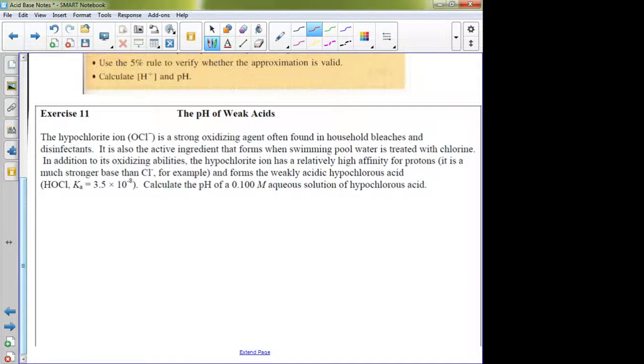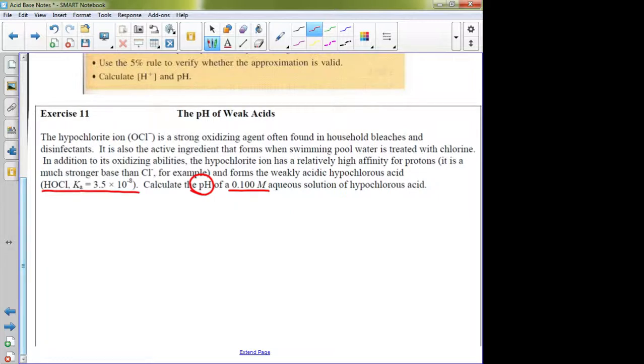The hypochlorite ion, OCl negative, is a strong oxidizing agent often found in household bleaches and disinfectants. It is also the active ingredient that forms when swimming pool water is treated with chlorine. In addition to its oxidizing abilities, the hypochlorite ion has a relatively high affinity for protons, meaning it is a much stronger base than Cl negative, and forms the weakly acidic hypochlorous acid, HOCl, whose Ka is equal to 3.5 times 10 to the negative 8th. Calculate the pH of a 0.100 molar aqueous solution of hypochlorous acid.